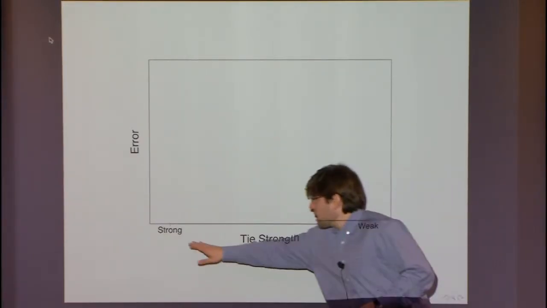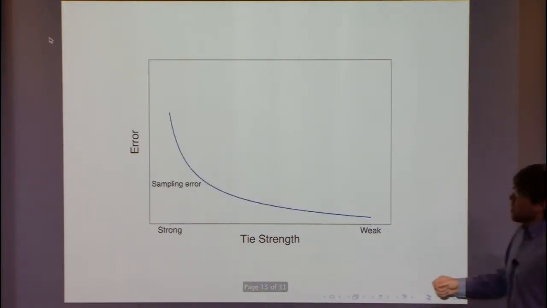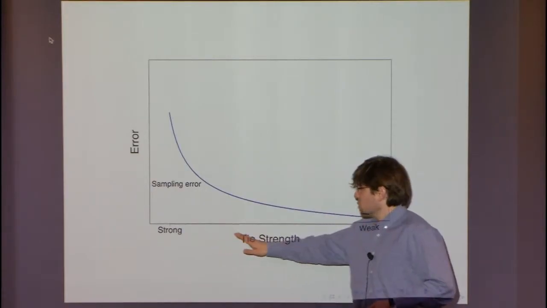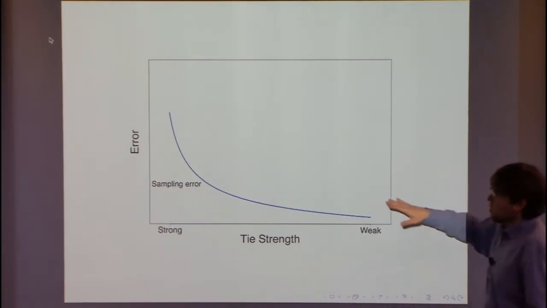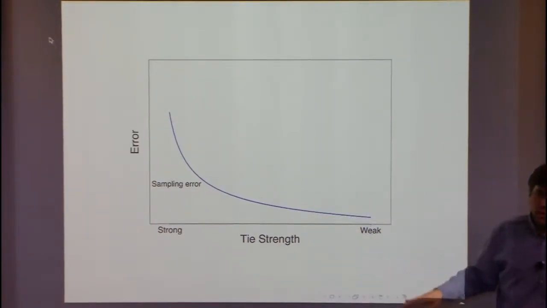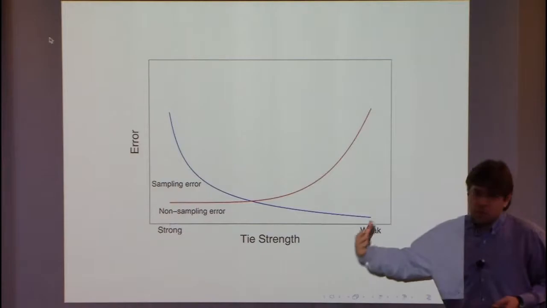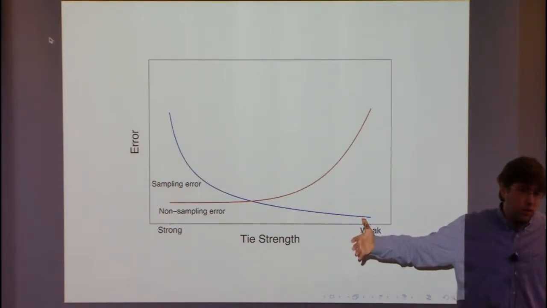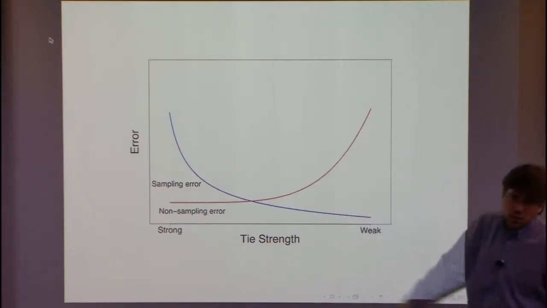So you could imagine an array of tie strengths from very strong to very weak. And as the tie definition gets weaker and weaker, you can sort of imagine we're collecting more and more information from each respondent. So you would imagine that your sampling error would go down. But you also might imagine that your non-sampling error would go up. That is, people don't have perfect information about their weaker ties. So you might imagine as the ties get weaker and weaker, the non-sampling error would go up and up.